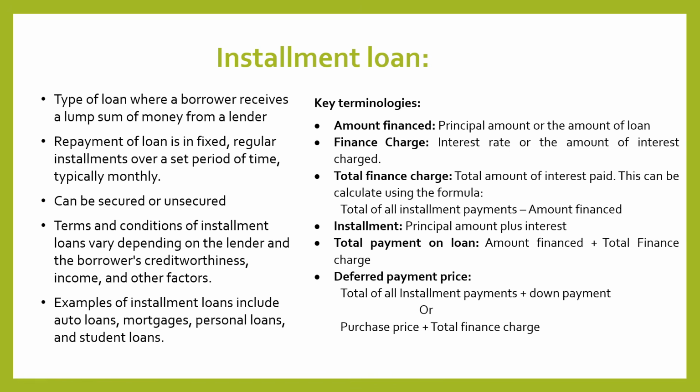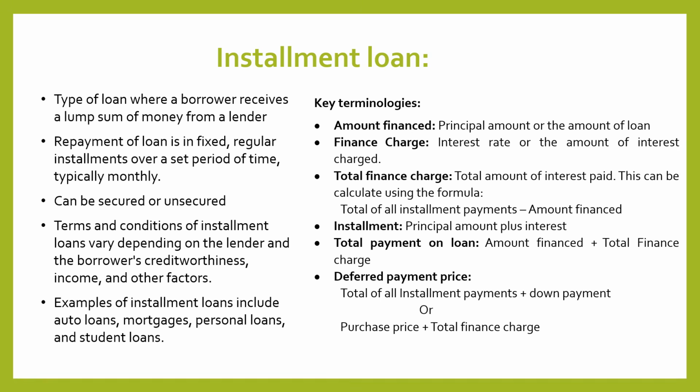It can be secured or unsecured, which means I have to provide some security. Like the bank will take my house as a security. If I don't pay the loan, the bank will sell the house and get the money. The terms and conditions on installment loans vary depending on the lenders. Different banks give different policies. Examples of installment loans include auto loans, mortgages, personal loans and student loans. So these are the key terminologies which we have to understand and memorize for the calculations, which we will be doing in the next slides.